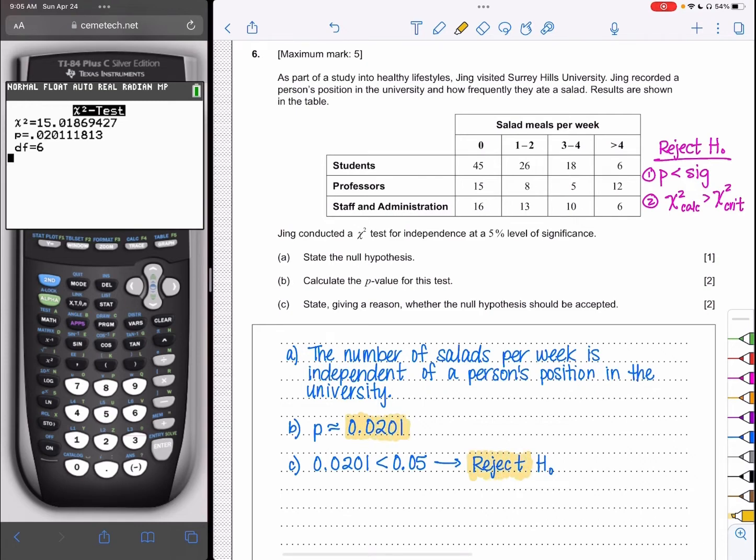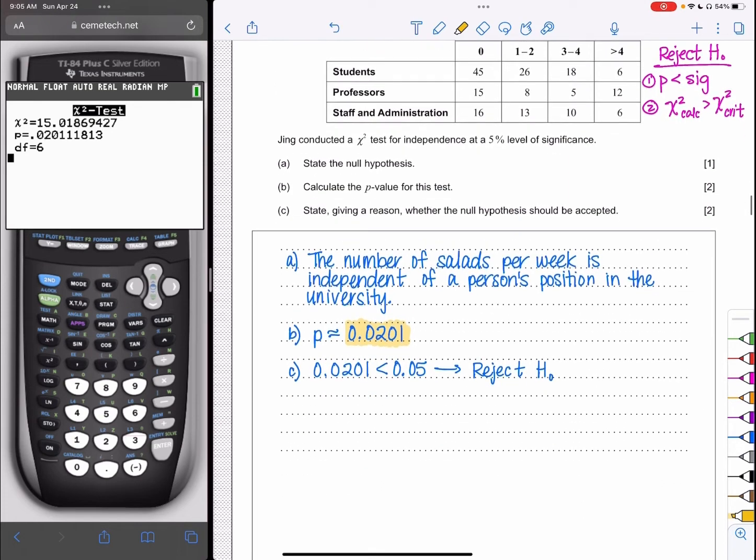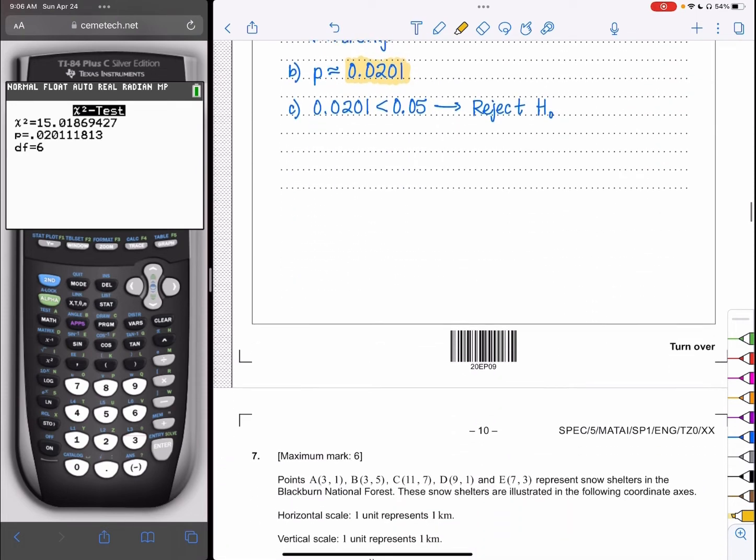And it says state with giving a reason. So you have to give the reason here that this value is less than this value. You have to put that in there. If not, they're not going to give you full credit.